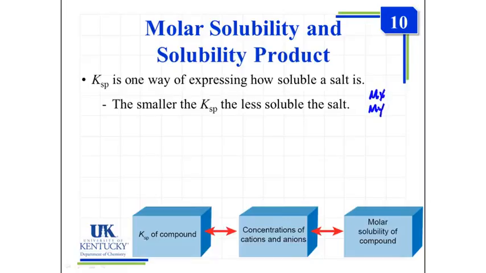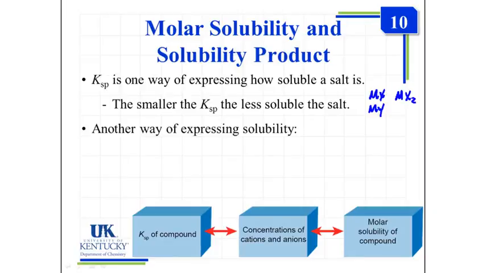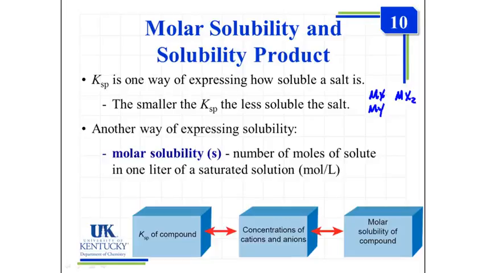They have a 1-to-1 ratio, but it might not be good for comparing MX to another substance of MX2, where there's 2 anions for every 1 cation. So you have to be a little careful when you're comparing KSPs for these insoluble salts and say who's more soluble, who's less soluble. But the other way of expressing solubility is what's called molar solubility, and here's the definition.